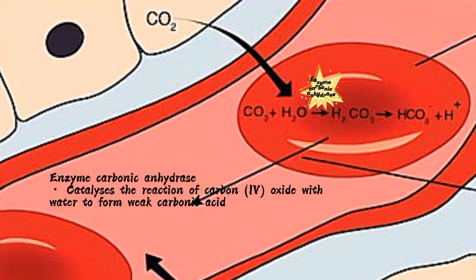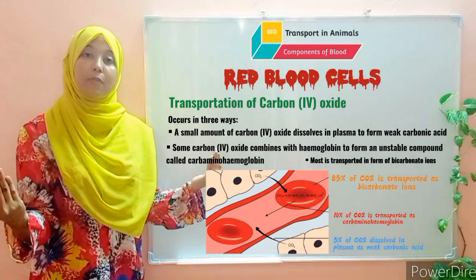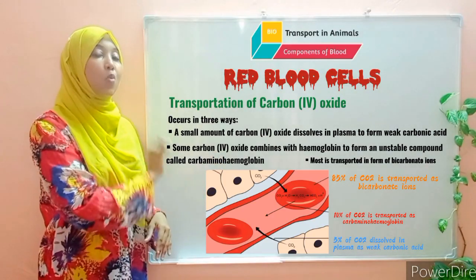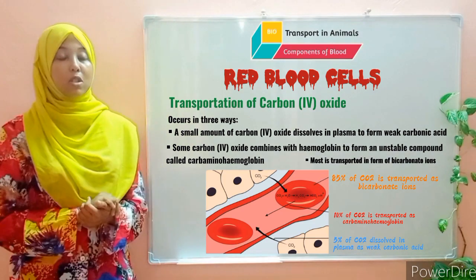Once the weak carbonic acid has been formed, it dissociates to form two ions, bicarbonate ions and hydrogen ions. The bicarbonate ions are the form in which carbon 4 oxide is mostly transported to the lungs. Once in the lungs, the bicarbonate ions simply dissociate to form carbon 4 oxide, which diffuses into the alveoli for removal. So this is the main form in which carbon 4 oxide is excreted.